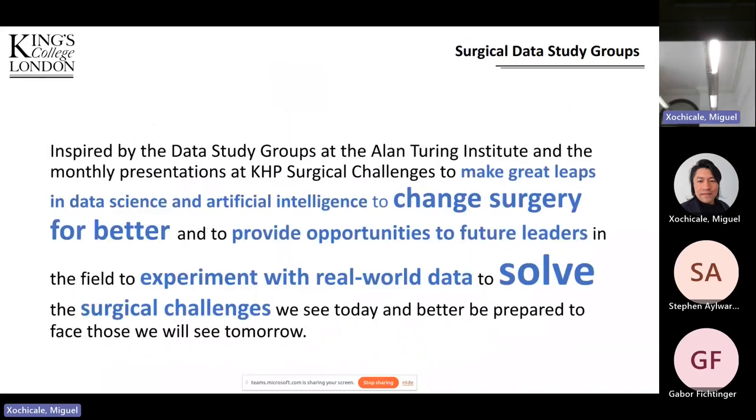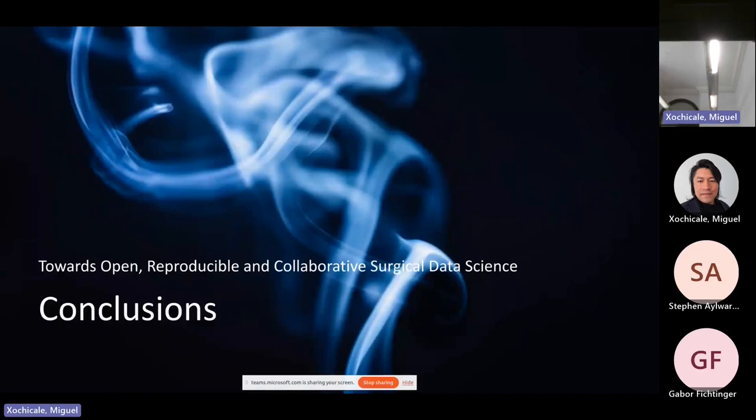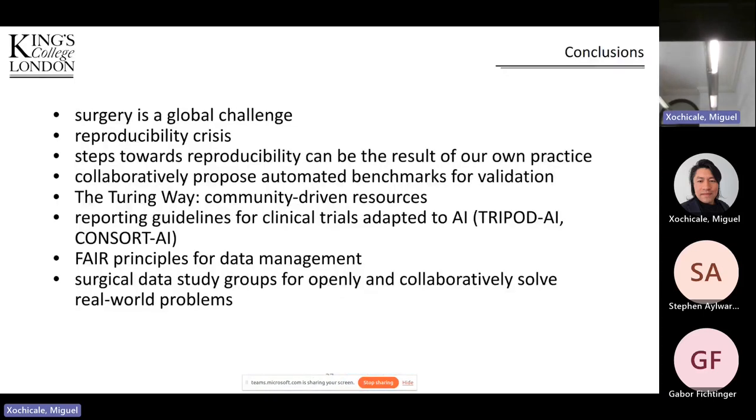And one of the efforts I'm working on at the moment, inspired by the Alan Turing Institute, is data groups. While we are running a PIX in terms of surgical challenges, the idea is to use data as a platform for that cross collaboration, but really reaching a point where we are aiming for solving real world problems. And with that, I would like to conclude that, again, surgery is a global challenge.